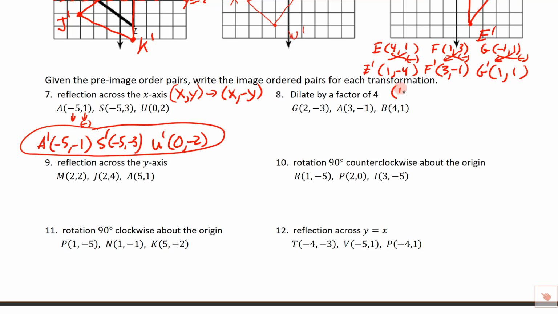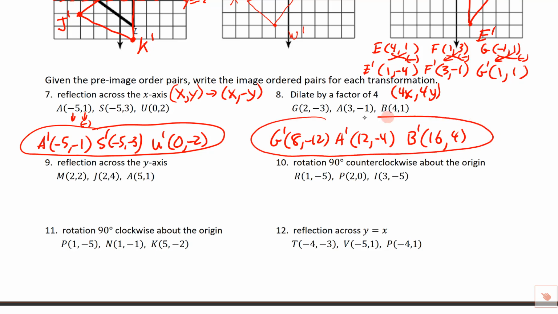Okay, on this one, we're going to dilate by a factor of 4. So remember, when we dilate, we're going to multiply by whatever that number is, whatever the scale factor is. So a dilation of 4 means we're going to have a scale factor of 4. We're going to take each one of the coordinates and multiply them by 4. So G prime is going to be 8 comma negative 12. Did I do the math right there? Yep, multiplying them each by 4. So A prime is going to be 12 comma negative 4. And B prime, let's see what that would be. Multiply by 4, so we get 16, and multiply by 4, we get 4. So there we go right there. Okay. Again, in some respects, that's almost easier.